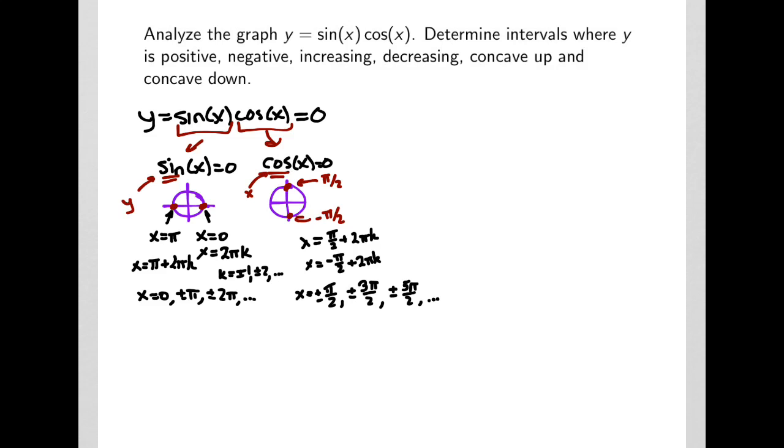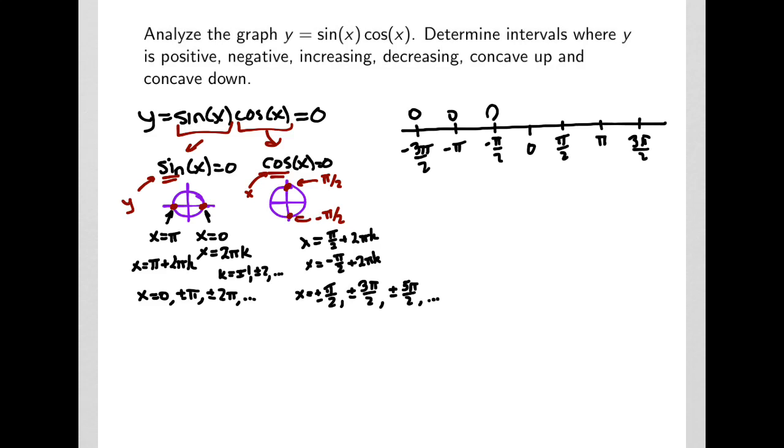And so these are the locations of all the spots where my y function is equal to 0. So if I want to know where my function is positive or negative, I use those points and do a sign analysis. So I just list where all those points are. So here's 0, at pi over 2, at minus pi over 2, at pi, at minus pi, at 3 pi over 2, at minus 3 pi over 2, and this would go on forever. And so these are the locations where my function equals 0.